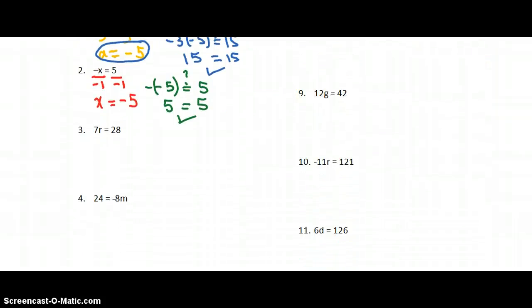All right, I'm going to be quiet for just a minute and let you try example 3 before I start working. We need to undo the multiplication. 28 divided by 7 is 4. Now we're going to check to make sure 7 times 4, does that equal 28? It does.